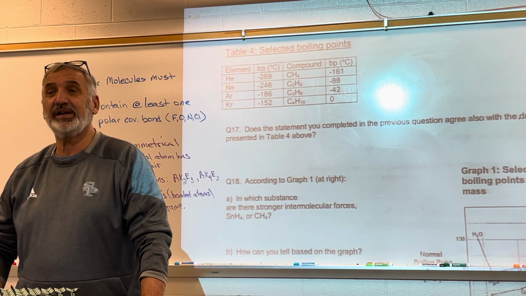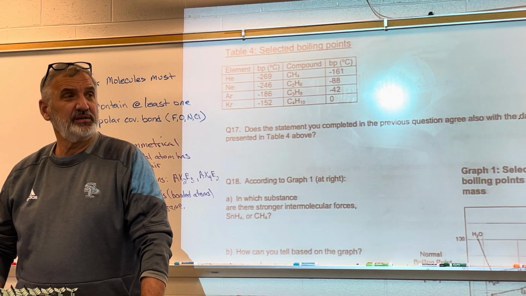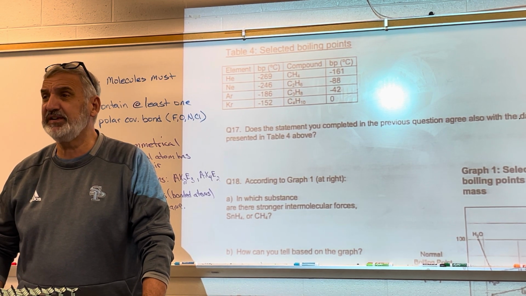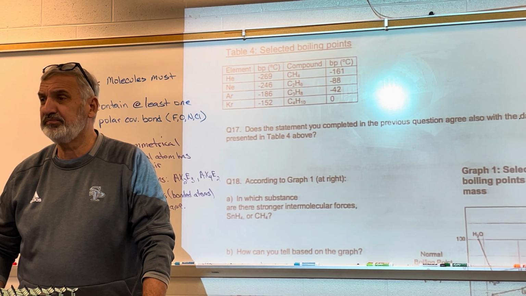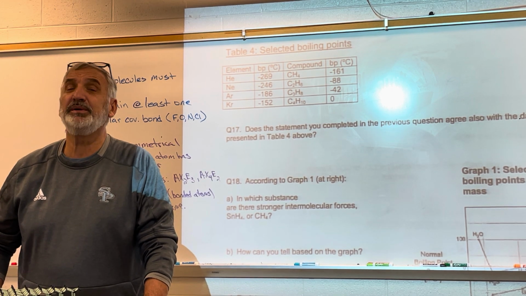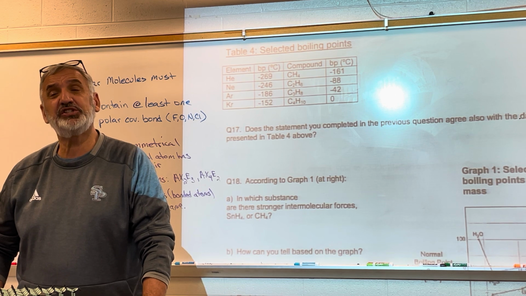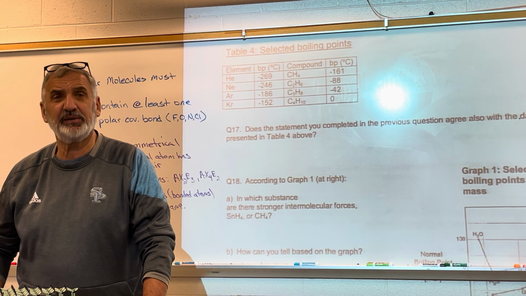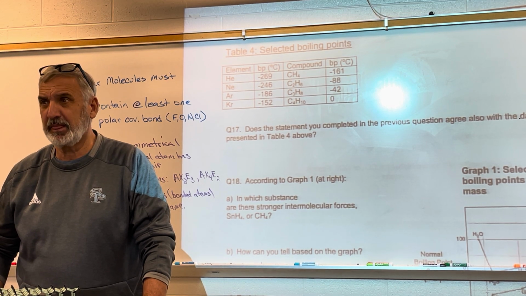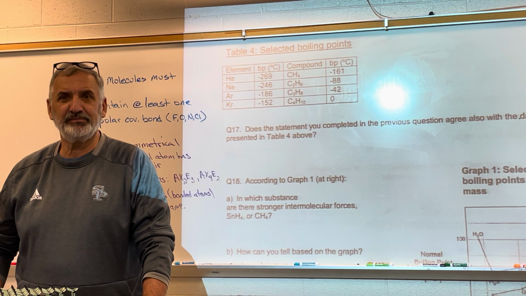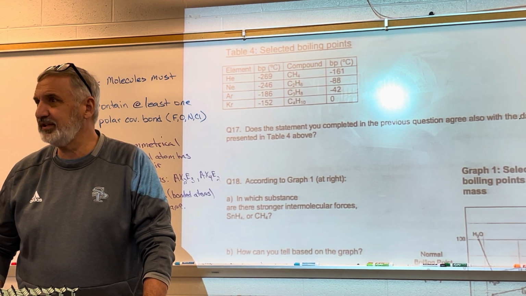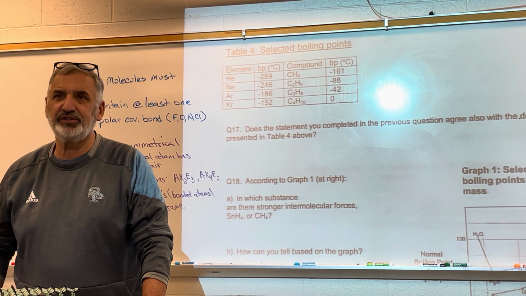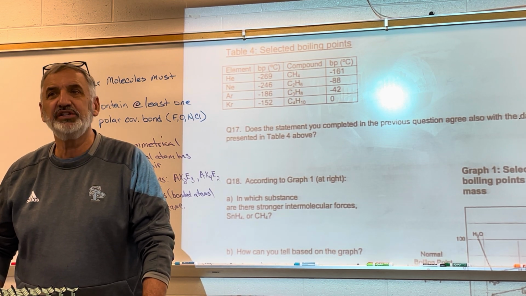All right, so today we're going to continue our talk about intermolecular forces. What does the prefix inter mean? Between. So if it's intermolecular, it's between what? Molecules. And what's the only type of substance that forms molecules? Covalent molecular. Ionic compounds don't form molecules. Metallic substances don't form molecules. Covalent network do not form molecules. So this only applies to covalent molecular.